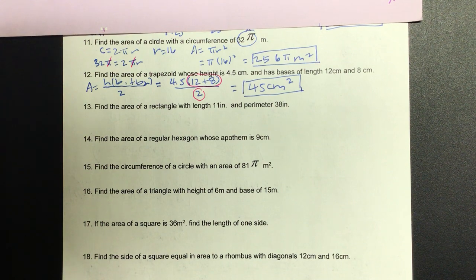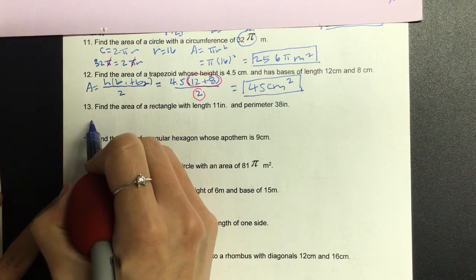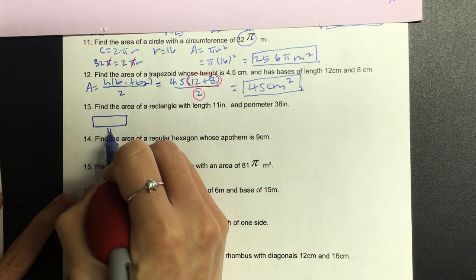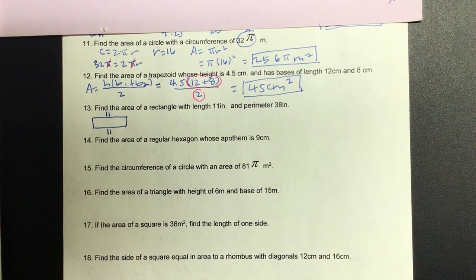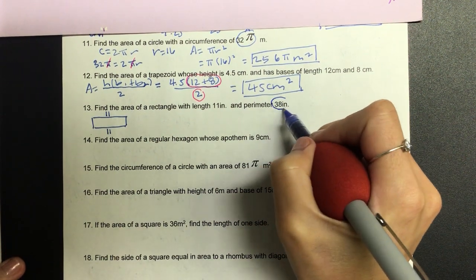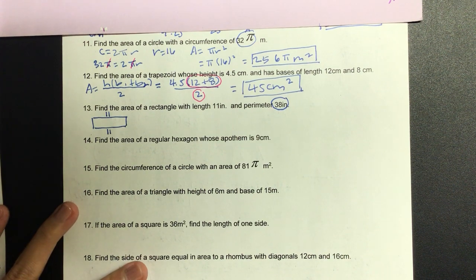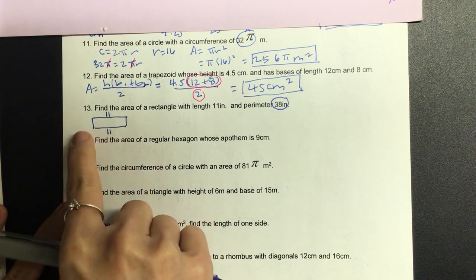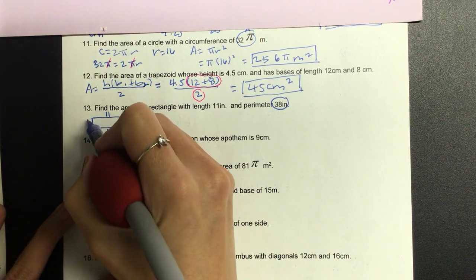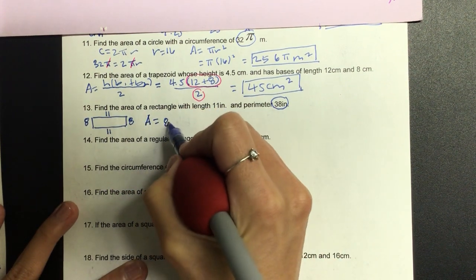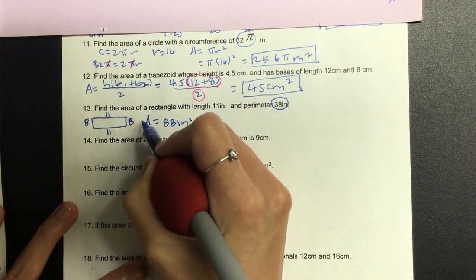All right, Finley, number 13. Find the area of a rectangle with length 11 inches and a perimeter of 38 inches. Okay, let's start by drawing the rectangle. And they gave us one length is 11. So if this side is 11, we know the opposite is also 11. Since the perimeter is 38, I could take 38 minus 11, which gives me how many? 16. So I'm dividing 16 between these two, meaning each side must be 8. So that means our area is actually what? 88 inches squared. That was not bad.